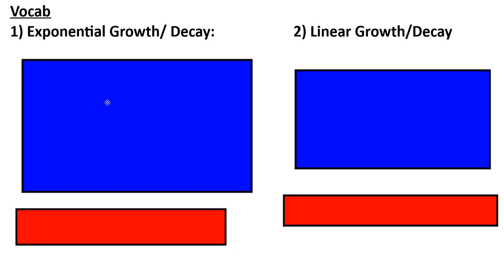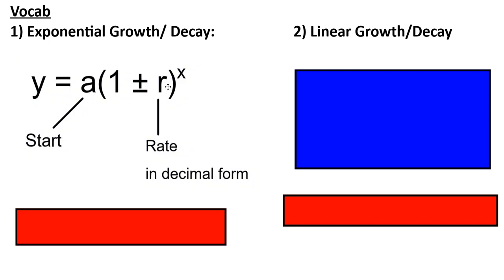First up, though, vocabulary. Exponential growth and decay. We're going to be using a very unique formula because we have to look at finding the rate this time. This is the formula we're going to use. It's very similar to our y equals a times b to the x power, but we're going to have this 1 plus or minus r to help know if we're going to be growing or decaying. So first off, the a value is still our start value.